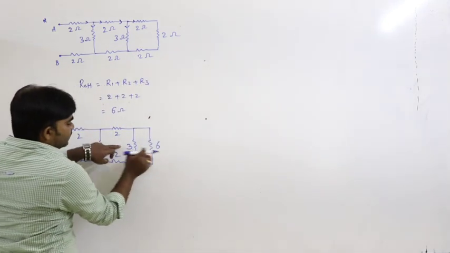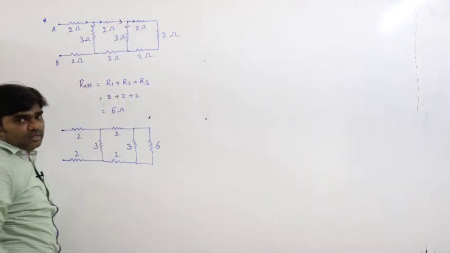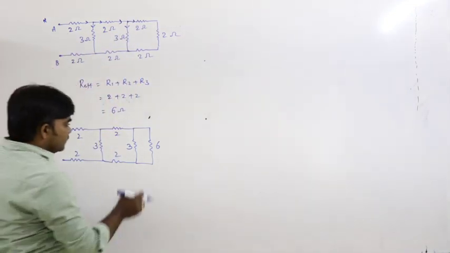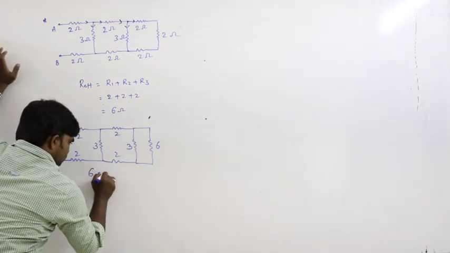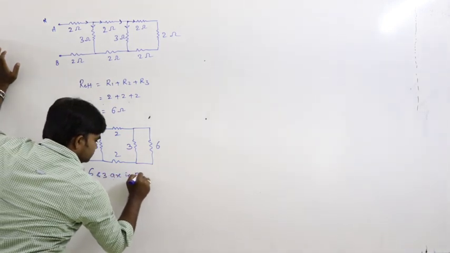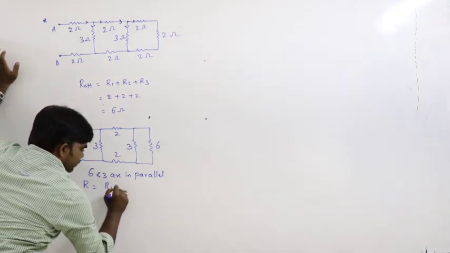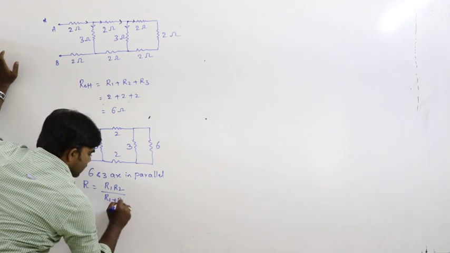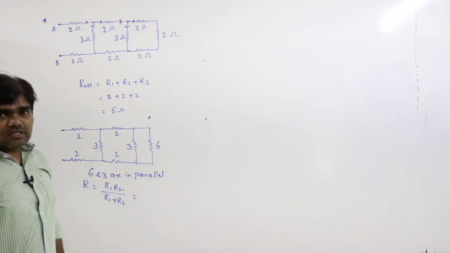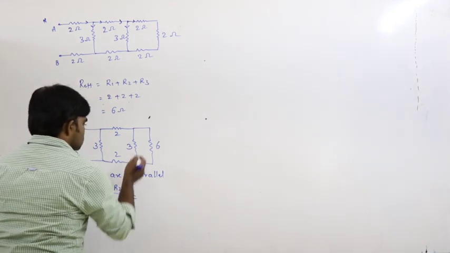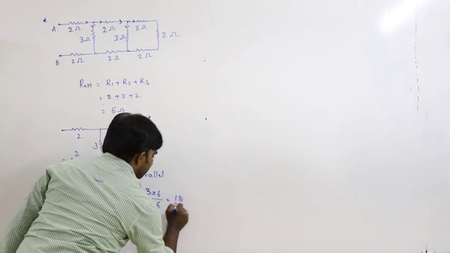Here 6 and 3 are in parallel, because here the current divides, this branch and this branch must be in parallel. That's why here 6 and 3 are in parallel. So we are moving from back. If two resistances are in parallel, R effective is equal to R1 R2 by R1 plus R2. So that is 3 into 6 by 3 plus 6, that is 18 by 9, again 2.